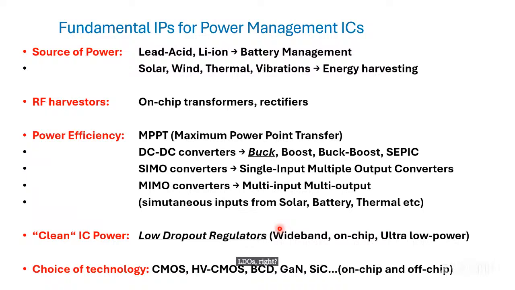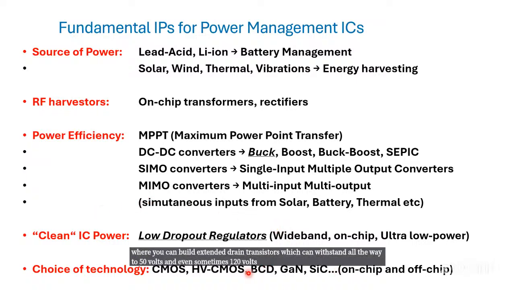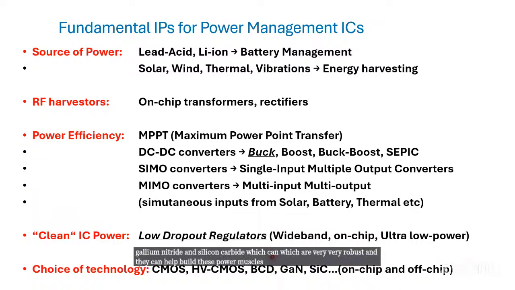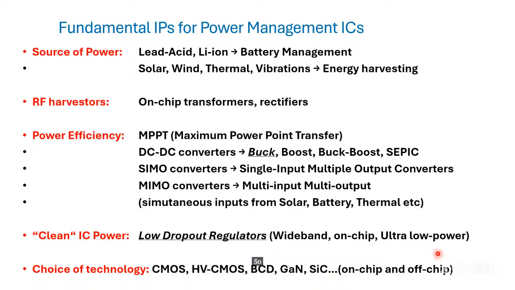And then, of course, in terms of choice of technology, there is CMOS, which is still the mainstream for low voltages, and then high voltage CMOS, where you can build extended drain transistors, which can withstand all the way to 50 volts and sometimes even 120 volts. BCD is quite popular for high voltage designs. And then for electric vehicles, we have gallium nitride and silicon carbide, which are very robust, and they can help build power MOSFETs, which can be used as power converter drivers. So you can see that just looking at the power management IC domain, you can have several variants, flavors, and sub-flavors of all of these. And each term here is a topic in itself. A lot of research papers and journals get published on each of these.